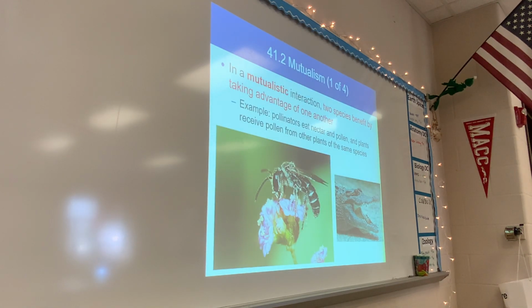Here's an example of mutualism. The bee and the flower is a great example, but also the alligator and the bird. The bird is getting protection. The alligator is getting its teeth cleaned. And the bird, of course, is also getting food. So both of them are getting an advantage with each other.